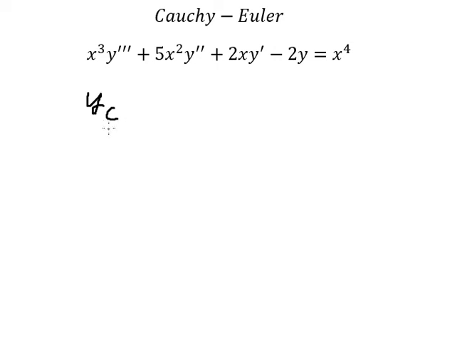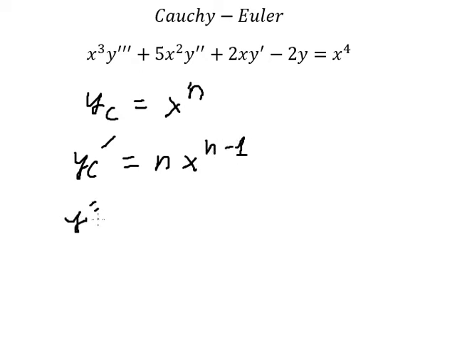That's the complementary solution, and that's s to the power of n. Now if I do the first derivative, we have n s to the power of n minus 1. For the second derivative, we take the first derivative of this one. That's why we have n minus 1 and s to the power of n minus 2.